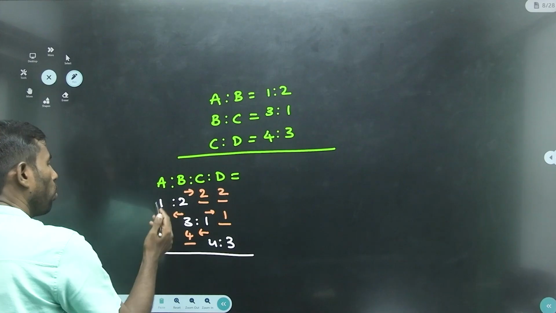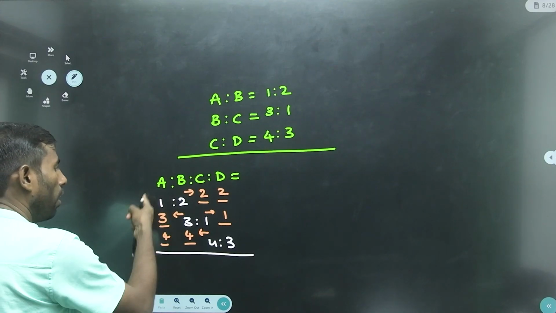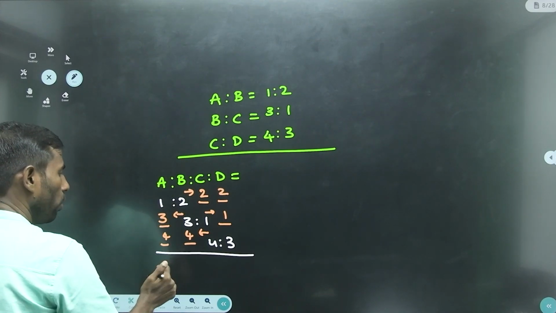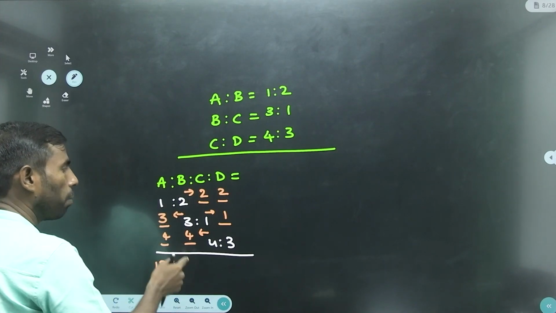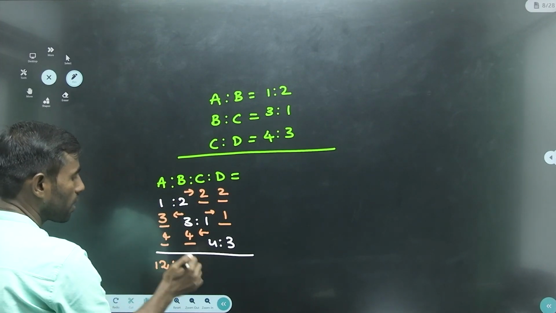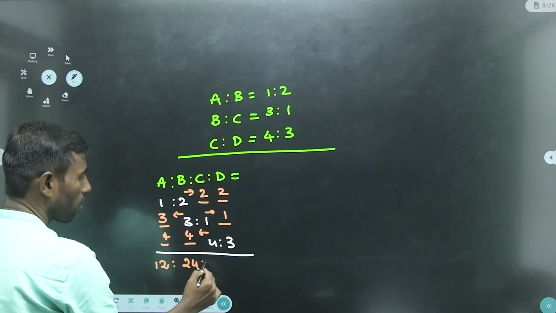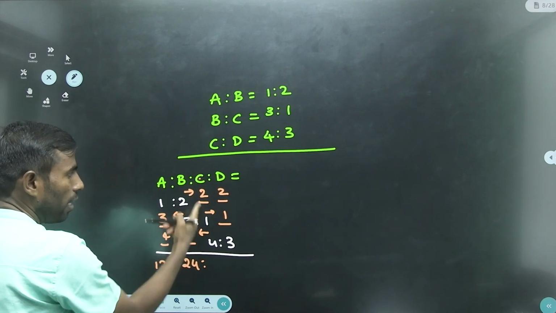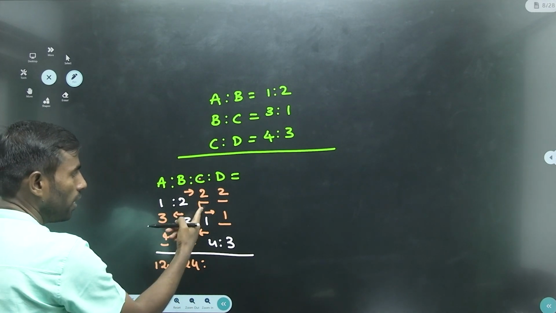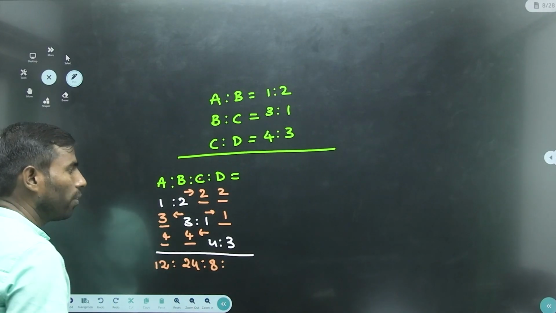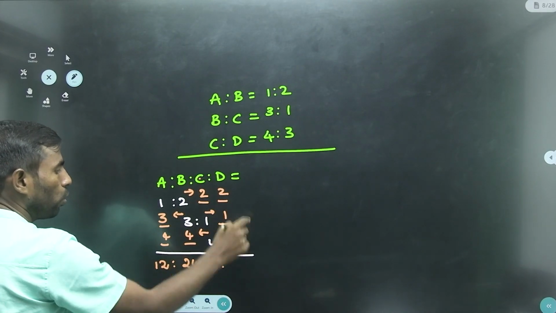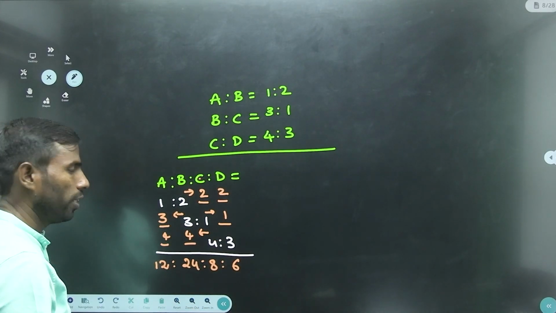Now, to find out the A ratio value, multiply all the values under A: 1 into 3 into 4, 12. For the B ratio value, multiply all the values under B: 2 3s are 6, 6 4s are 24. For the C ratio value, multiply all the values under C: 2 1s are 2, 2 4s are 8. For D, 2 1s are 2, 2 3s are 6.